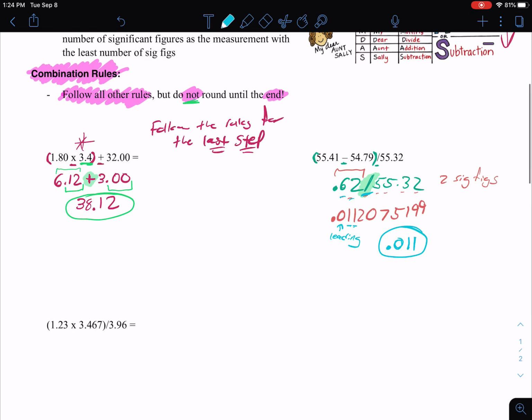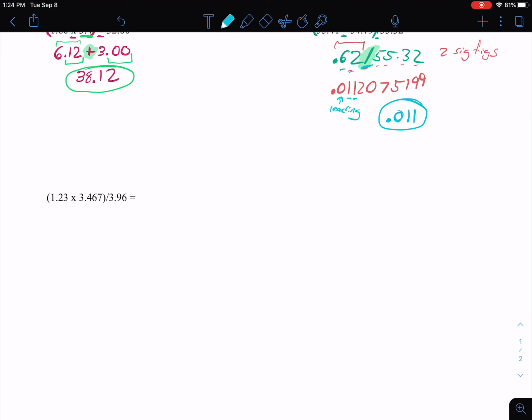Let's move on to another one. What we have here in this problem is multiplication and division. What we're going to do is do what's inside these parentheses first. Parentheses are always first. So we're going to take 1.23 times 3.467, which is 4.26441. We carry all the decimal places over. We bring everything with us because we're not rounding yet.